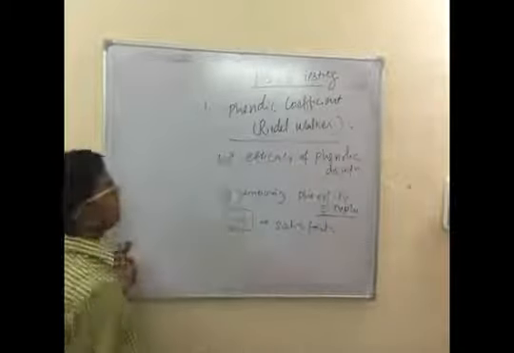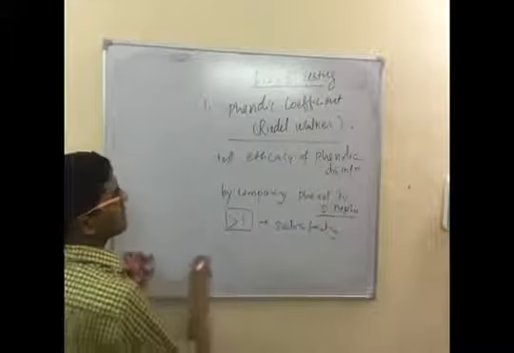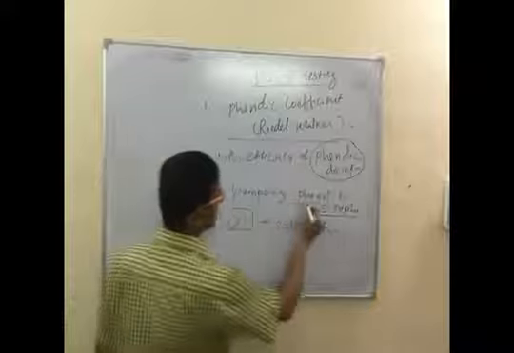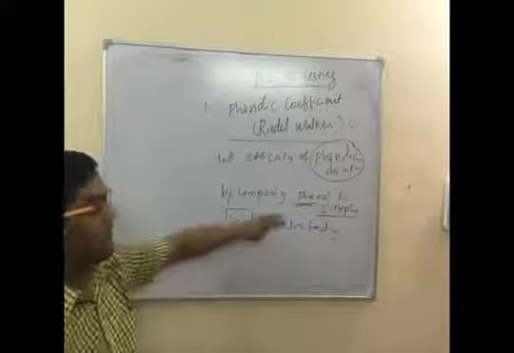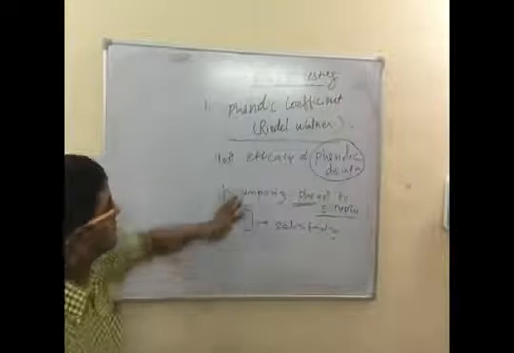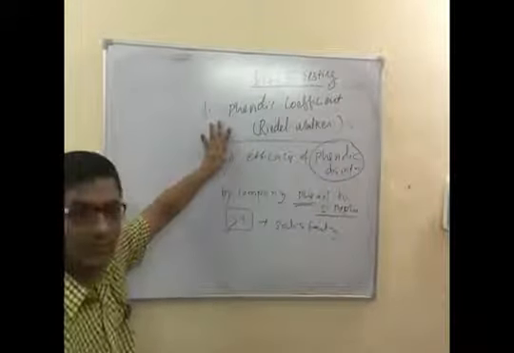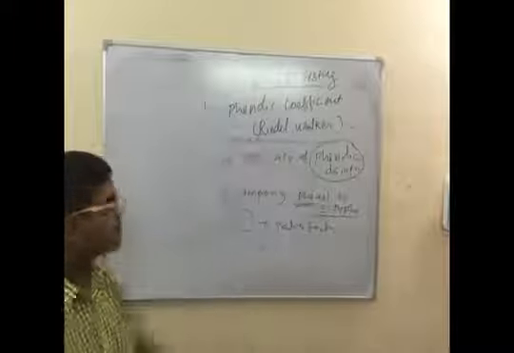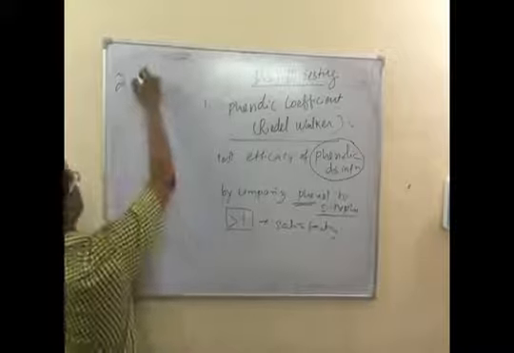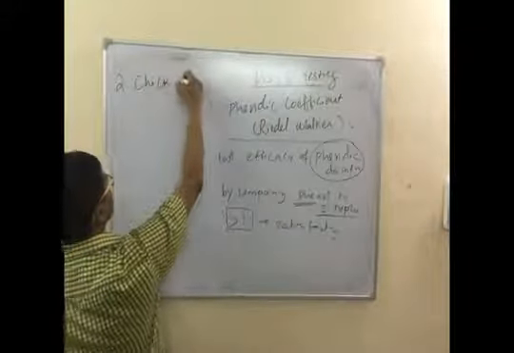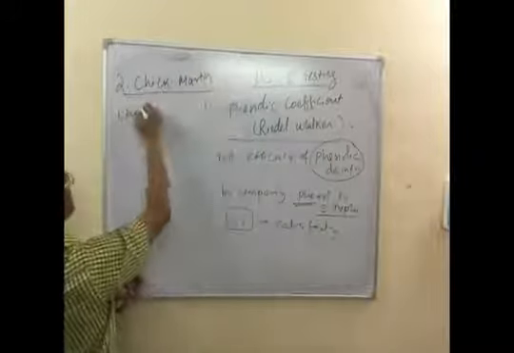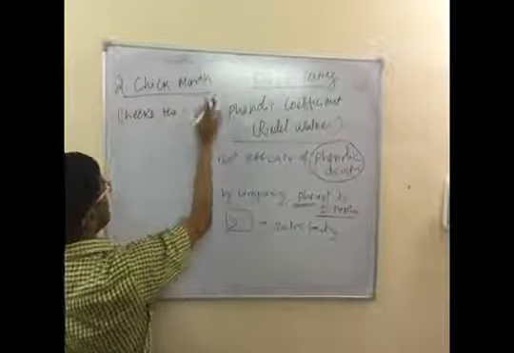The drawback of the Rideal-Walker test is, first, it can test only the phenolic group of disinfectants, because you are using phenol as the standard, so you cannot compare with other classes of disinfectant. The second drawback is it doesn't test the efficacy of the disinfectant in presence of organic matter. Whether the disinfectant works properly in presence of organic matter is tested by a test called the Chick-Martin test.